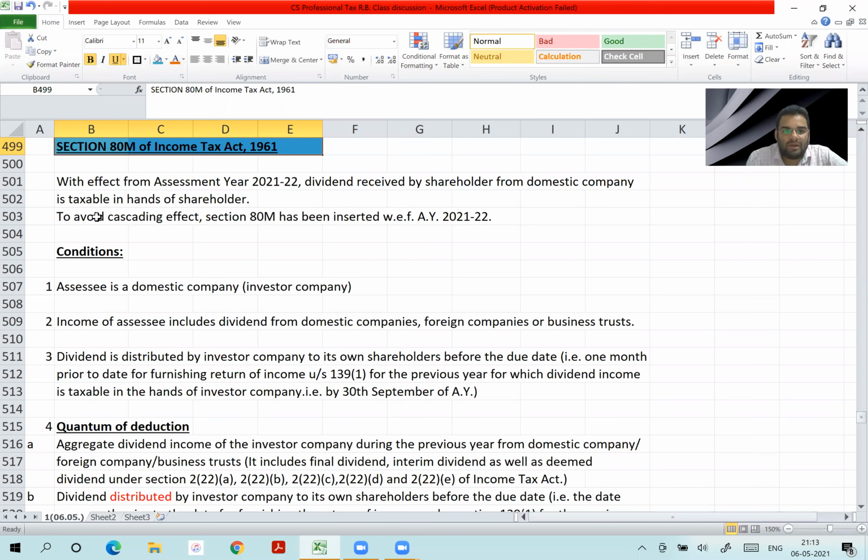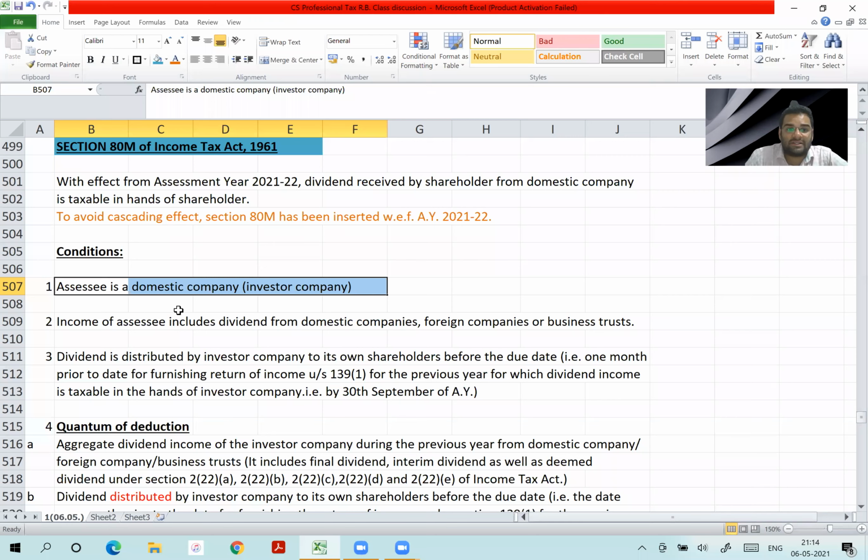So see, to avoid cascading effect, section 80M has been inserted. Cascading effect means what? Cascading effect sometimes means double taxation. See, cascading effect, tax on tax, is a correct interpretation in GST or any indirect tax. But in the context of income tax, it would mean double taxation: on the same amount, paying tax twice.